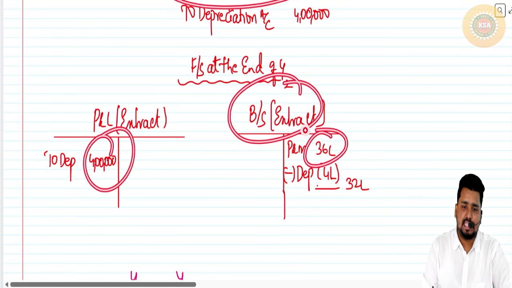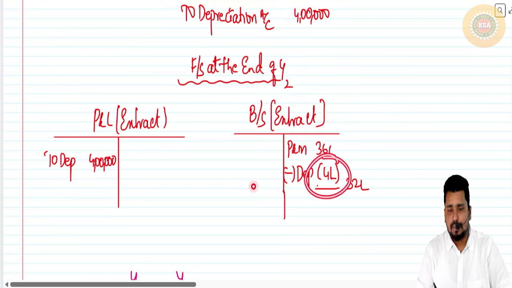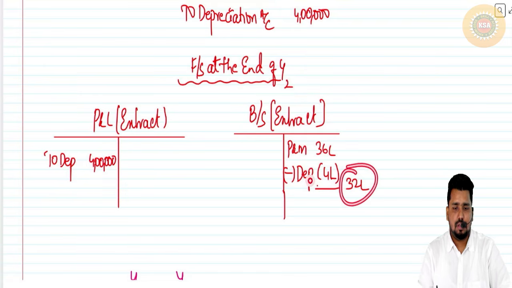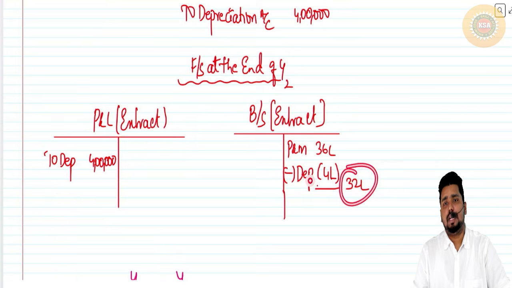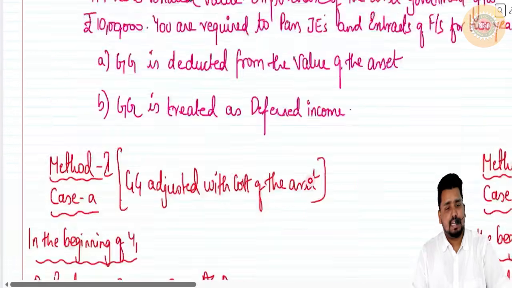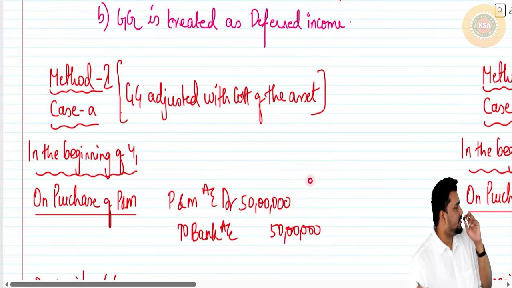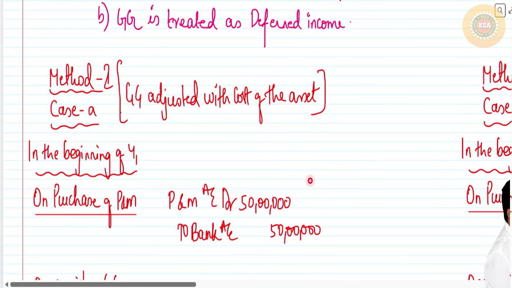In the balance sheet, last year 36 was the closing. From that, reduce depreciation 4. Therefore, what is the carrying amount? 32 lakhs. This is under which method? First method. What is the first method? Adjust it with the cost of the asset.